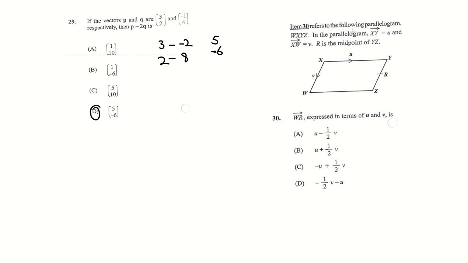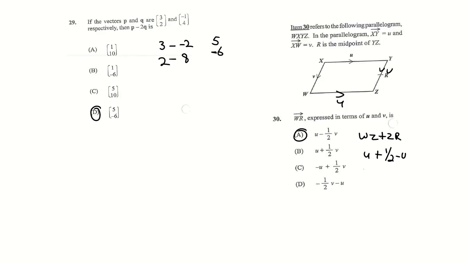This one here, item 30, refers to the parallelogram. XY is parallel to this one, so this is U, and this is V. Let's look at what they're asking with WR. So asking WR would be WZ plus ZR. WZ is U plus ZR would be a half of negative V, which would be U minus a half V, U plus minus a half V, which would be A. Right? And that would be the end of May, June 2019.